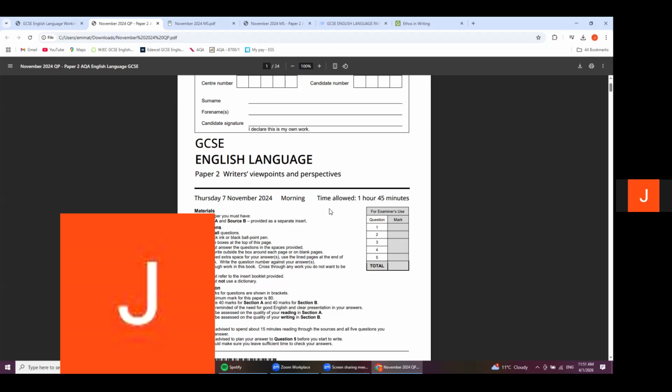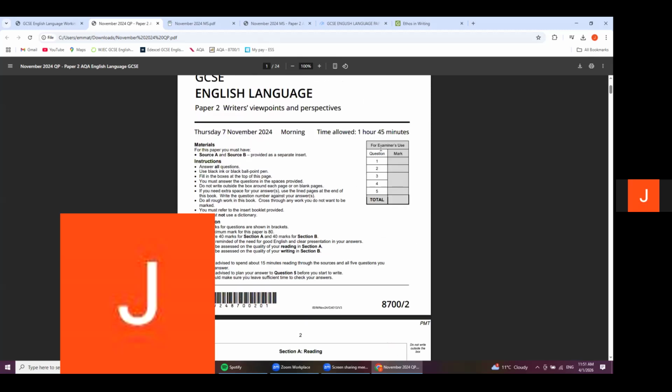Again, the paper is split into 2 halves: section A, which is worth 40 marks, and section B, which is worth 40 marks. Cumulatively, it's 80 marks. Section A is reading, and section B is the writing. The maximum time allowed is 1 hour and 45 minutes. However, if you have extra time or extra adaptations, that will be specific to you. But throughout the paper, I'm just going to refer to it as the 1 hour and 45.